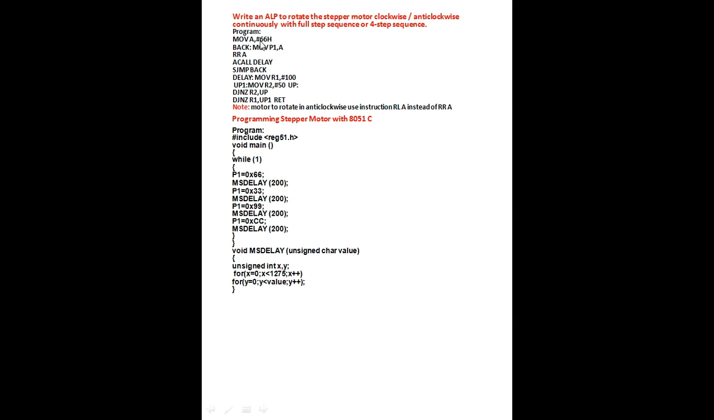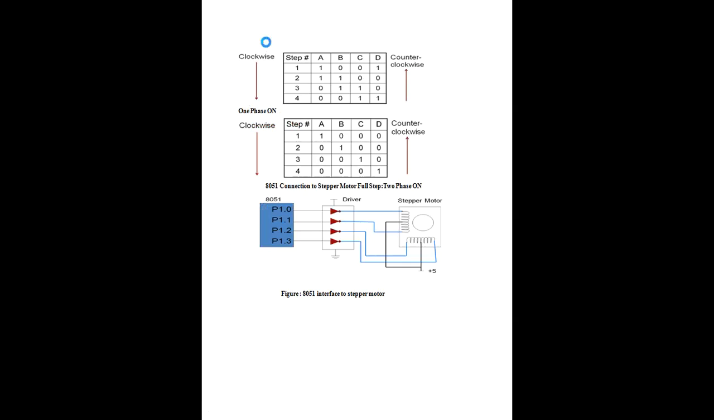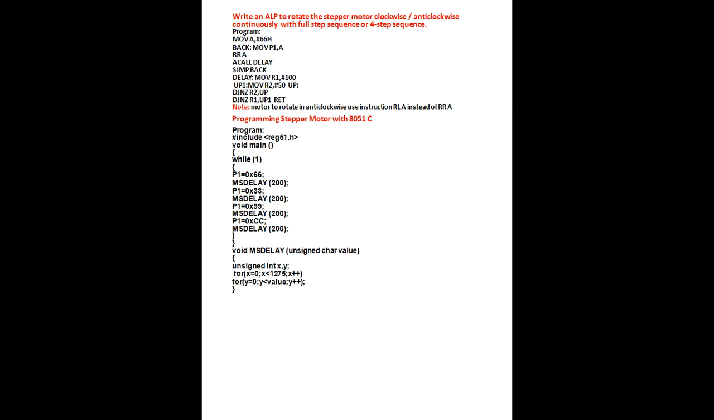Next, how to write the clockwise and anti-clockwise direction using the full step or 4-step sequence continuously. MOV A, #66H, which you can get from here. You can see they have taken 66 for this sequence, or you can take this sequence only. This is for clockwise. The same sequence you wrote, in reverse, makes anti-clockwise. 66 stored in A is sent to the port, and RR A rotates right, so after that you get the next sequence. Call the delay subroutine and jump back. This is going to repeat 4 times.